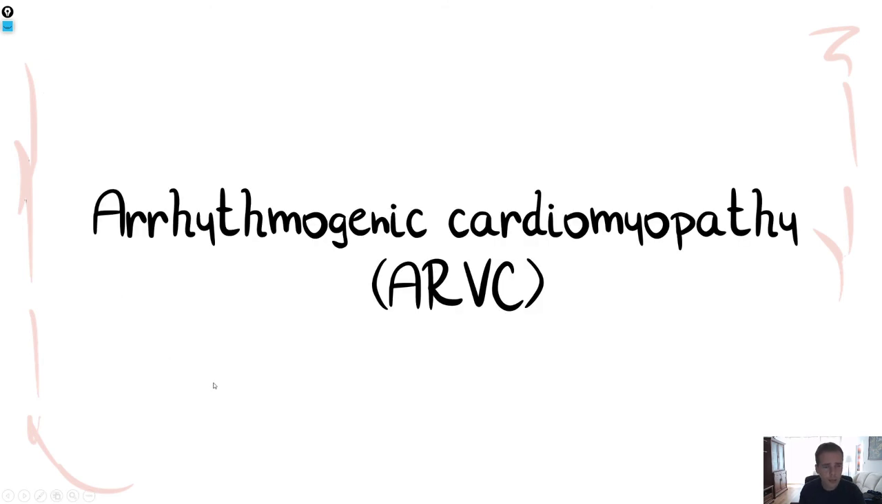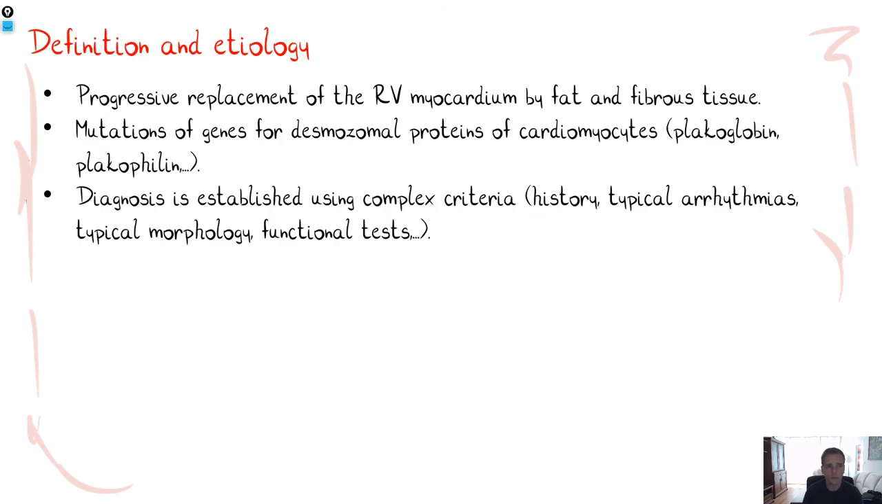And last but not least, arrhythmogenic cardiomyopathy. The old term was arrhythmogenic dysplasia of the right ventricle. Then it was arrhythmogenic cardiomyopathy of the right ventricle. And now we call it just arrhythmogenic cardiomyopathy because the right ventricle is usually affected, but it is not the rule. And sometimes also the left ventricle can be affected as well. This disease is characterized by progressive replacement of the myocardium of the right ventricle by fat and fibrous tissue.